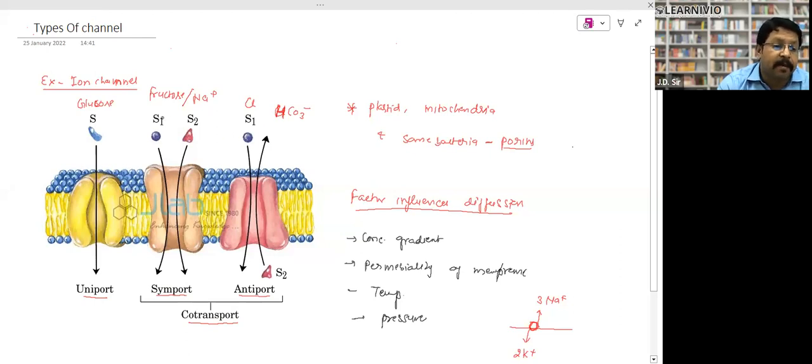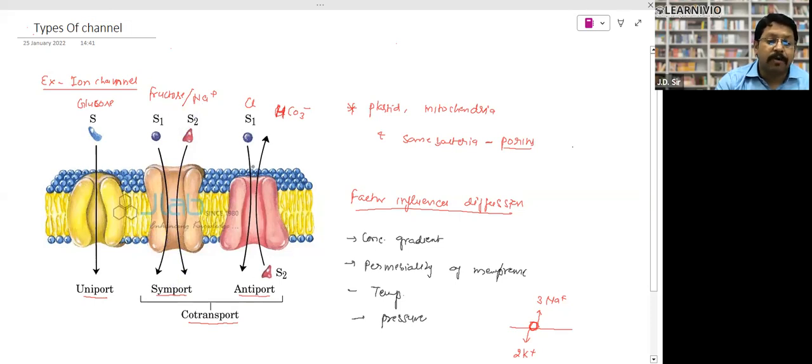For example, in our digestive system, in our intestine, there are some channel proteins which are known as symport, right? Diffusion of fructose and sodium takes place simultaneously. If one molecule of fructose goes in, then sodium will also go in. So when two substances are transported simultaneously, this kind of channel is called symport, right?